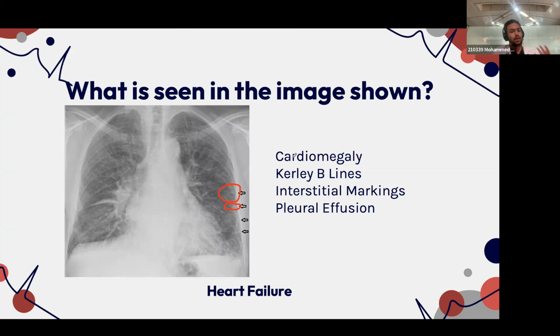Kerley B lines. You might see cardiomegaly because of the heart failure itself. Interstitial markings because of the pooling of the blood in the lungs, and causes thickening of the walls. For example, this is one of the interstitial markings that you can see. Okay. And then pleural effusion, you might see it. In this patient, I do not see pleural effusion, not gonna lie. There's very slight over here, but yeah. Okay, you got the point. Most important finding is Kerley B lines. Okay. Is this clear to you guys?